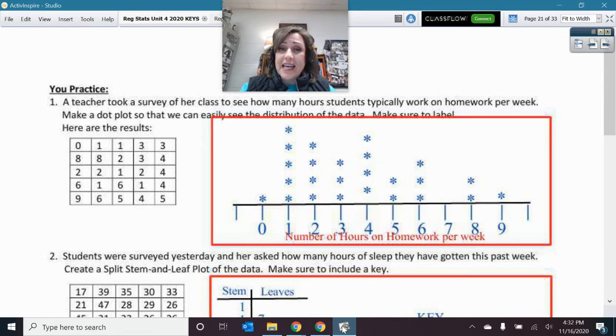All right, let's check and see how you did on your practice problems. This one is about the homework per week that students spend, and it asked you to make a dot plot. The first thing I did was look at the range, the smallest to the largest. It went from 0 as the smallest to 9 as the largest. So I drew my horizontal line, numbered it from 0 up to 9, and labeled the context: number of hours on homework per week.